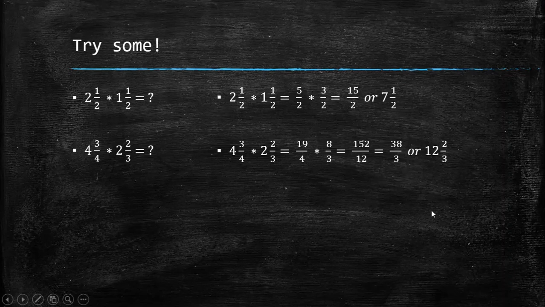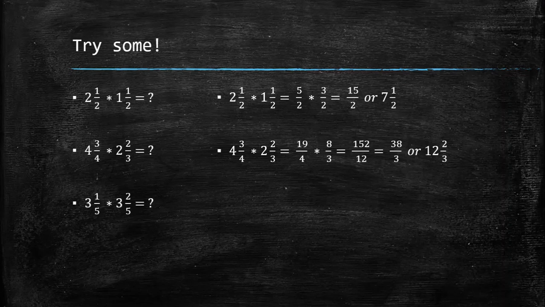If you remember from class earlier, we said that we could actually simplify this before we multiply. So we could change this to 19/1 times 2/3 if we simplify this 8 and this 4. And then 19 times 2 is 38. 1 times 3 is 3. So we would end up with the exact same answer. It just depends if you want to simplify before the multiplication or if you want to simplify after the multiplication.